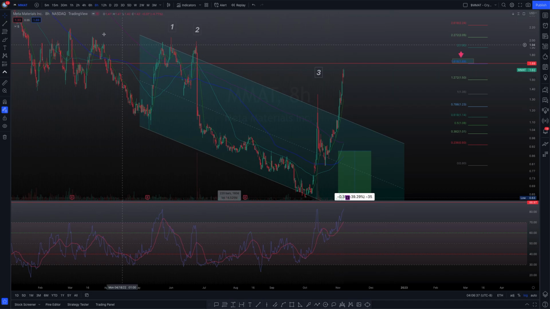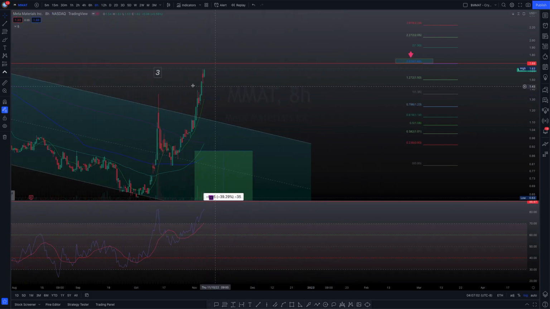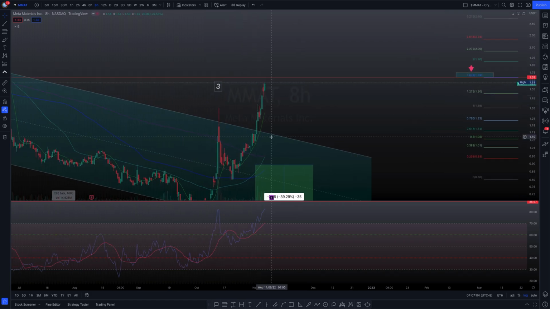Now, as you can see, we have broken out of this descending channel, which is a bullish statement for MMAT. We have test 1, 2, and 3, followed by the capitulation event, and then we have the move to the upside, you guys. If you've noticed right here, we still have not come back to test our newly converted resistance into support. It's not a must rule, but it's very common to do that, you guys.